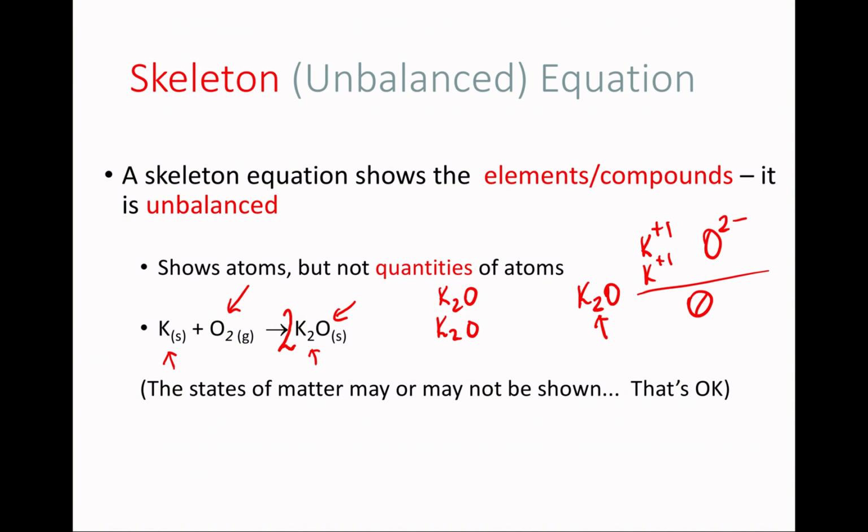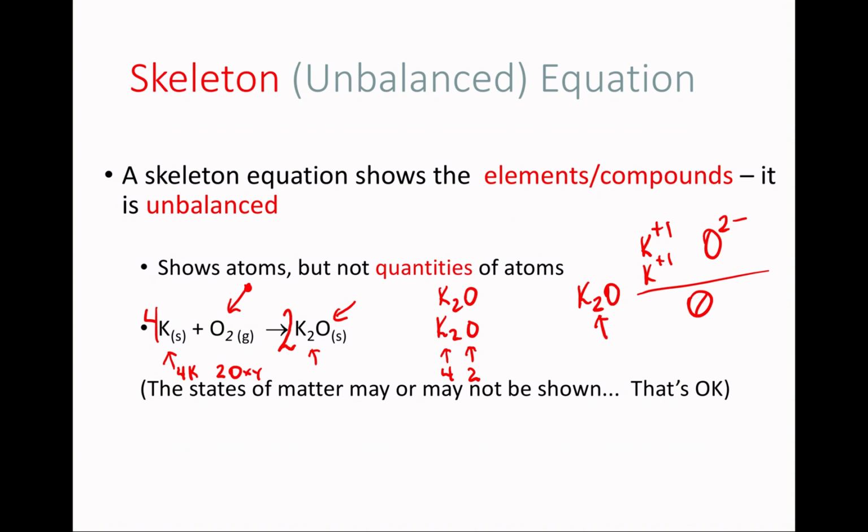Right? So that's 4 of these and 2 of these for keeping track. I have made sure that there's 2 oxygen on each side, because there's 2 here. So what do I have to do? Well, there's a lonely potassium over here, and if I just write the magic number 4 in front, we're balanced. Because we have 4 potassiums and we have 2 oxygens.